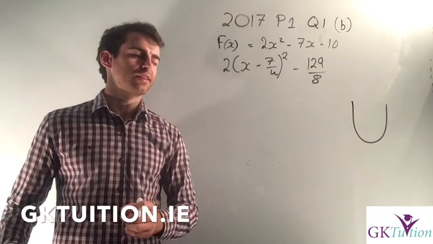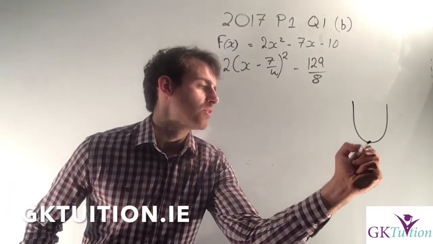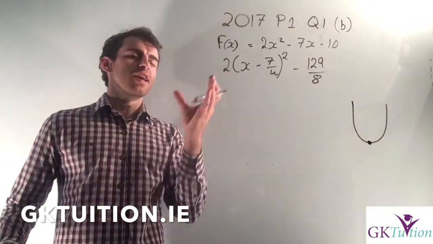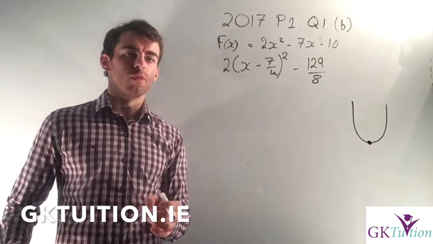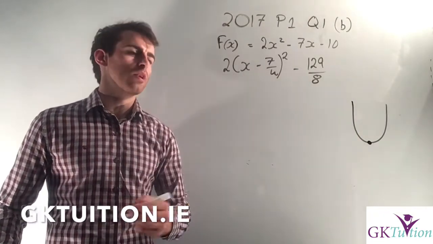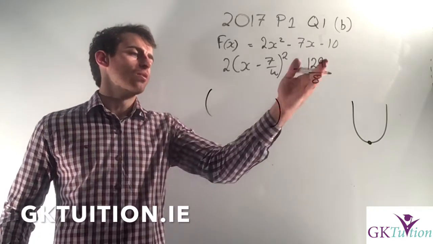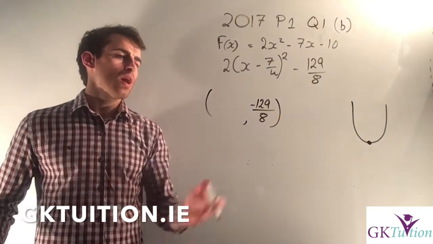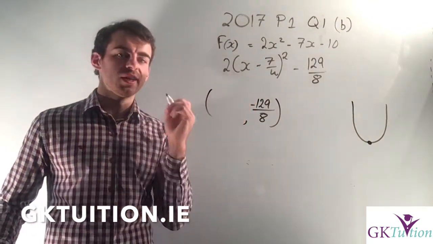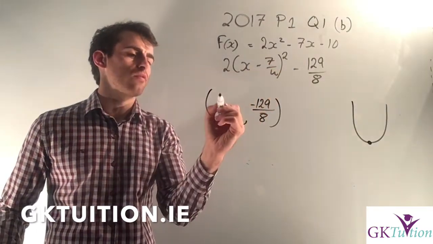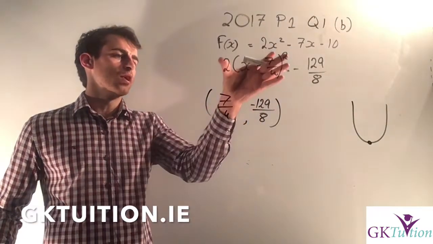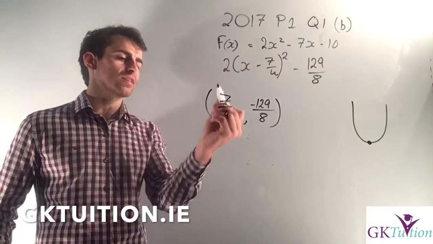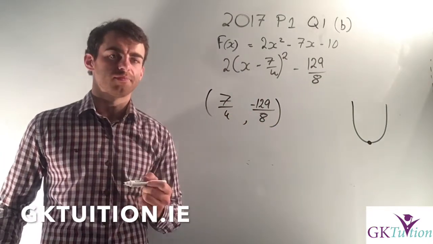Now you can look straight at this and say what the minimum point is. So what they're referring to is clearly the point down here. Basically they're referring to the turning point. And if I have a quadratic in vertex form or as a perfect square, then I can just read off the minimum point. Whatever the value at the end is, that's the y value of my coordinate. And whatever's in the brackets, I have to change the sign, and that's my x value. So instead of minus 7 over 4, it's plus 7 over 4. So a quadratic equation in vertex form, I can just read the minimum point. The minimum point of this quadratic is 7 over 4, minus 129 over 8.